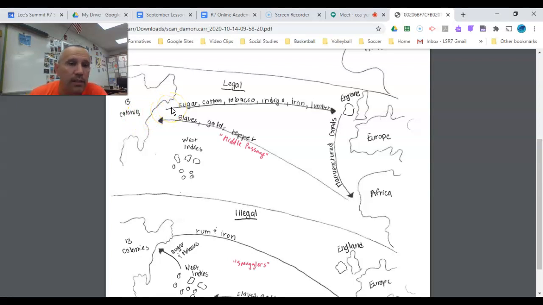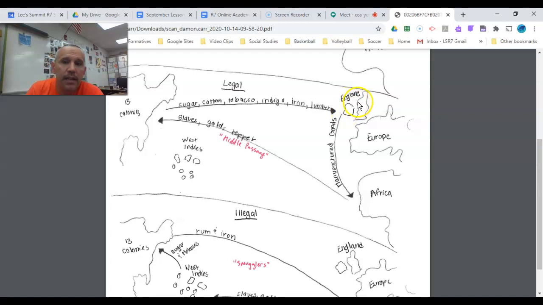Raw materials are anything that's made in nature, a crop or something that's grown or harvested from the ground. They would have picked up some sugar along the way from the West Indies, cotton, tobacco, indigo, iron, lumber, fur, fish, corn, wheat, if needed. All those raw materials would then head back to England.